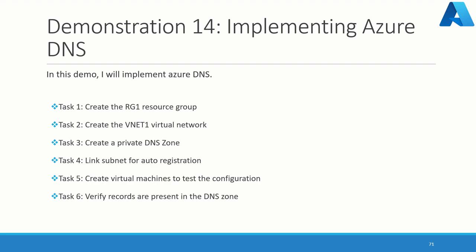After that, I'm going to create a virtual network, and I will name the virtual network VNet1. Then I'm going to create a private DNS zone. Then I will link that private DNS zone to a virtual network. Then I'm going to now create a virtual machine that will be connected to that virtual network so that I can test my configuration. Then I'll now go back and verify that I have DNS records that I can use to ping those virtual machines.